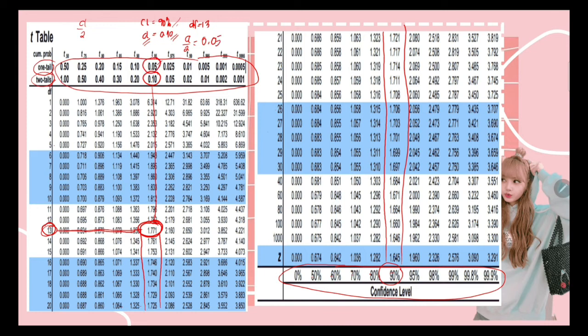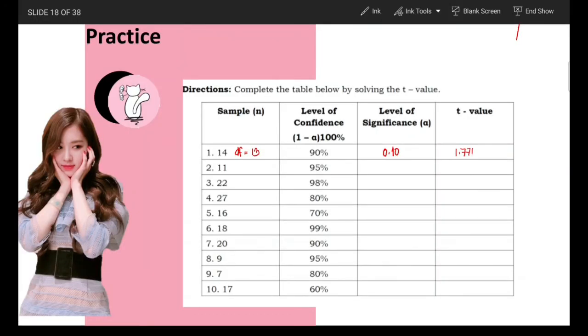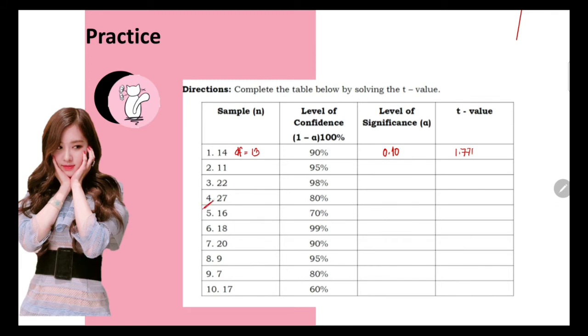Parehas din naman. Doon lang siya titignan sa one tail. Ngayon mga anak, let us answer another example. Kuha naman tayo ng medyo mataas na number of sample size. So, kunin natin 'tong 27. Sagutan natin 'tong number 4.